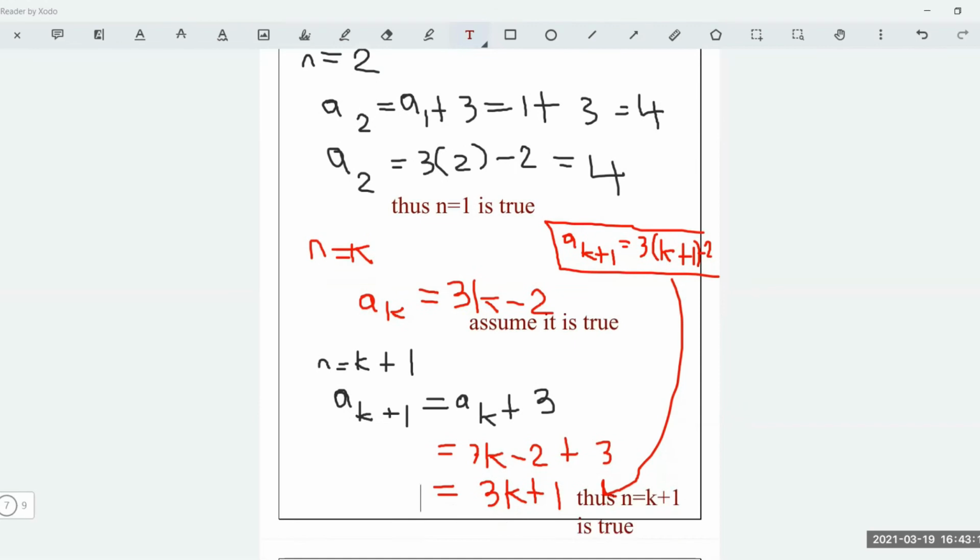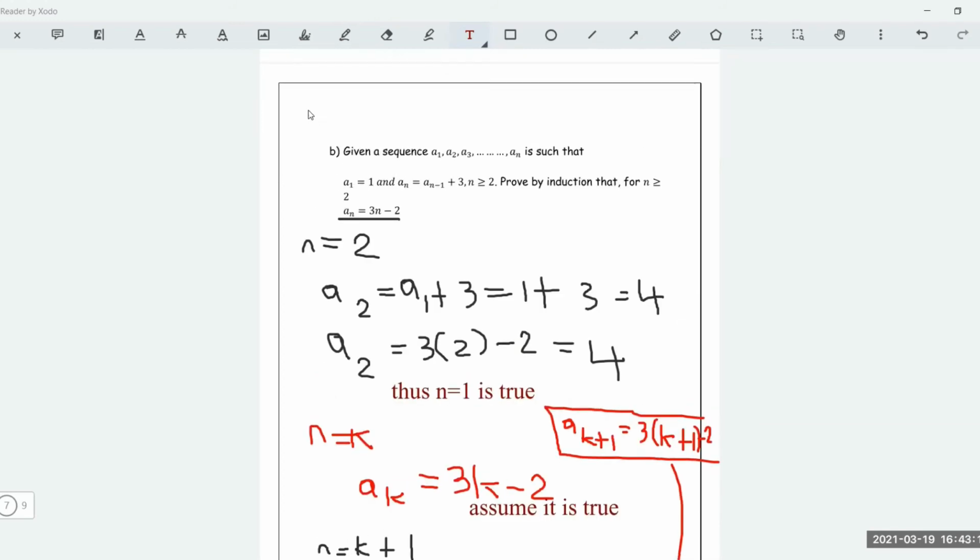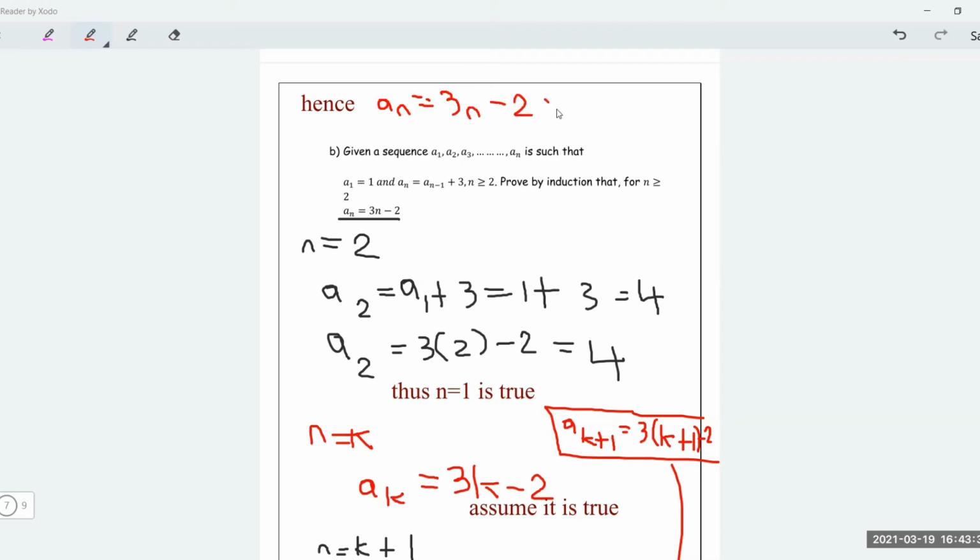All we need to do now is write our conclusion. So you write your conclusion right here. Let's carry it up here. Hence, you can tell them that hence AN is equal to 3n minus 2. It's indeed true. AN is 3n minus 2, and this is for all n greater than or equal to 2. It's really true. Nice.